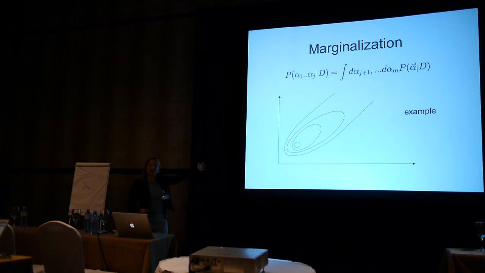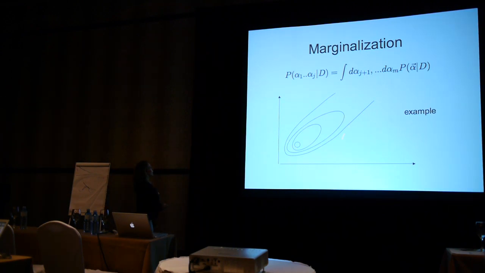Now, am I using frequentist or Bayesian methods here? Should be an easy question for you. Exactly, I'm integrating over parameters. So basically, I'm integrating over a hypothesis, so that must be Bayesian. Frequentists will never do that.